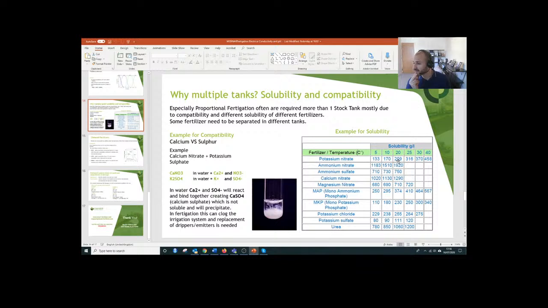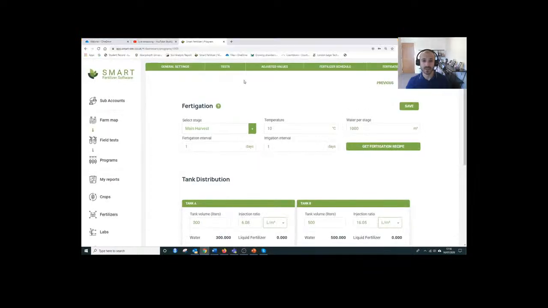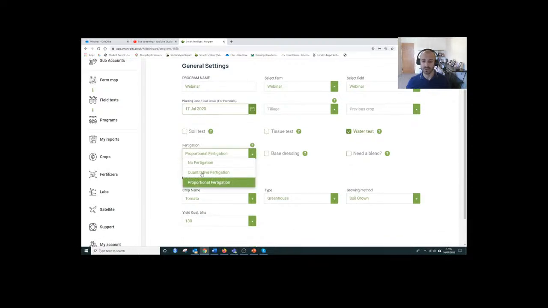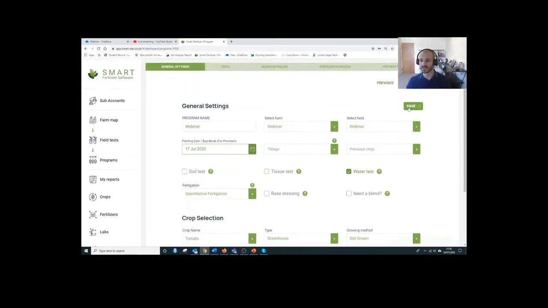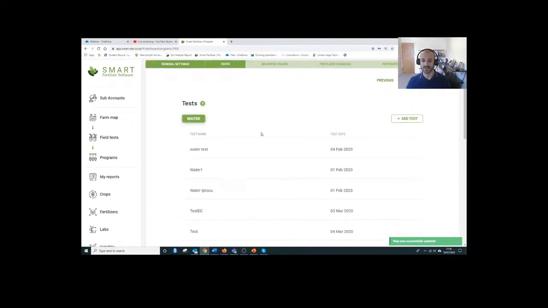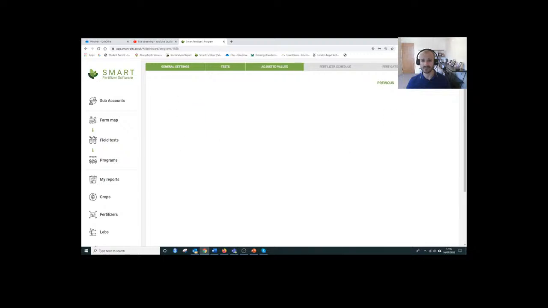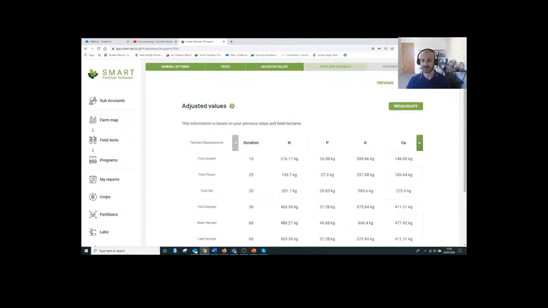Another guy is asking, can I change the type of fertigation after I've completed the program? Yes, I can show you here. As you can see here, I'm already in fertigation. If you go back in general settings, you can do proportional or quantitative. You just have to redo the steps. You have to reattach the water. You have to recalculate everything.